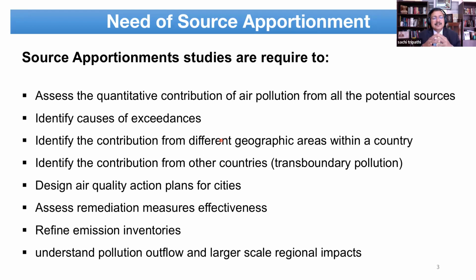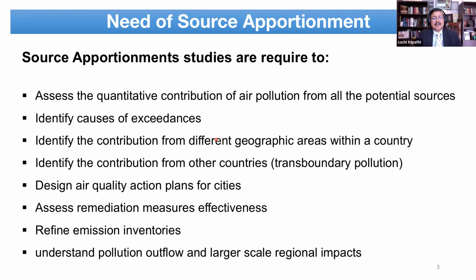Then, based on this information, generally air quality action plans are designed. Action plans mean which sources are frequently causing the problem, so you want to do something about it. Depending on the meteorology, there is a particular geography from where plumes emanate and contribute or make the city polluted. So you have to probably relocate. So many such things are done.